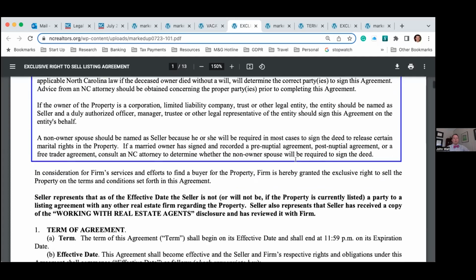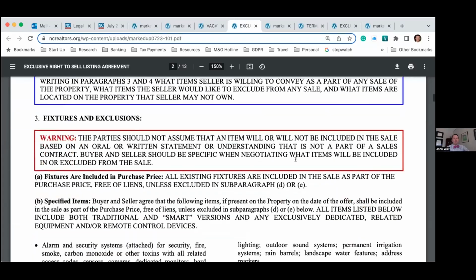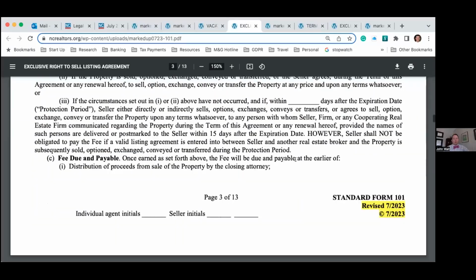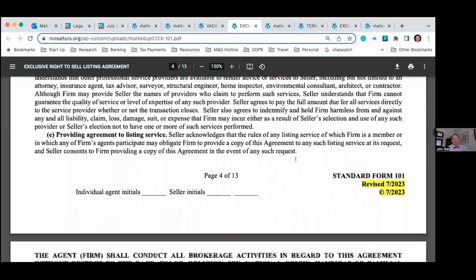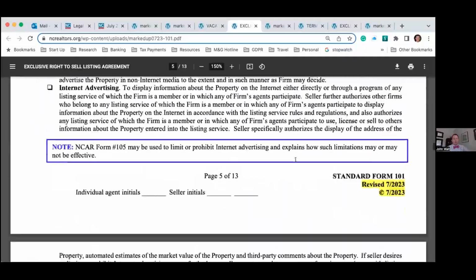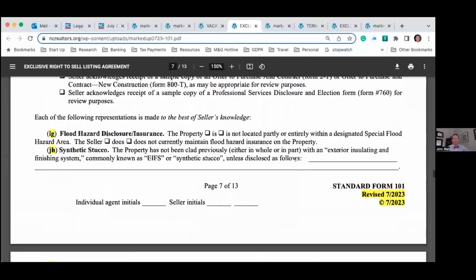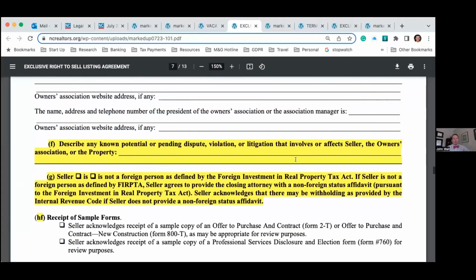On the listing agreement, let me scroll down here. Again, exercise equipment. And down. Page 7. Page 7, we've included a couple of new disclosures. Number one, if there's any potential or pending dispute, violation, or litigation that involves the seller, HOA, or the property, there's a material fact that you've got to disclose anyway.